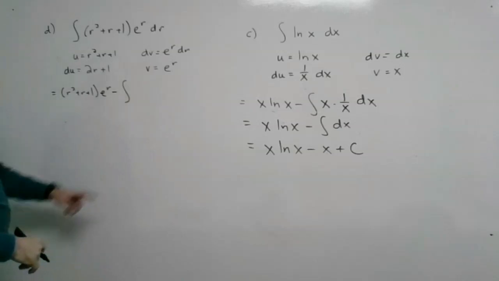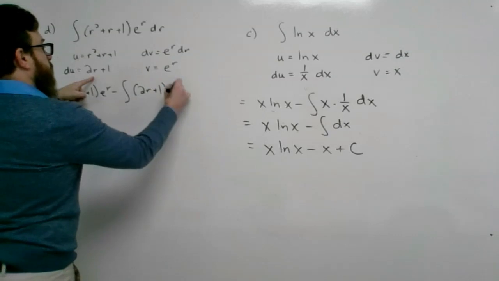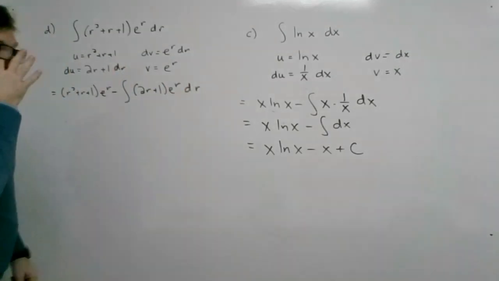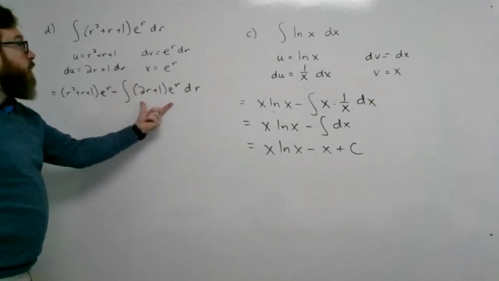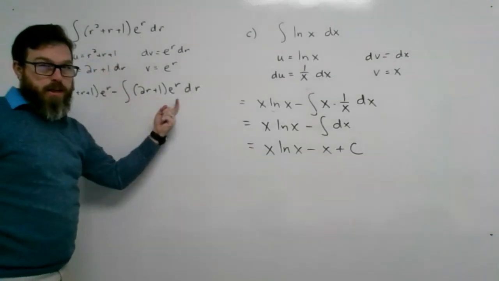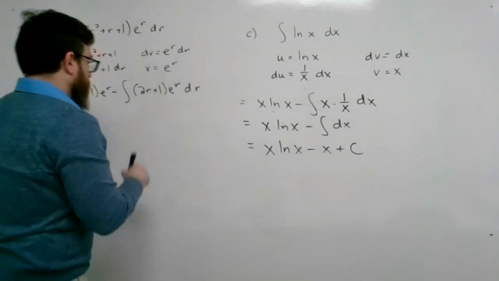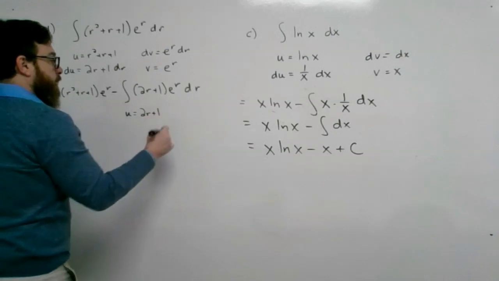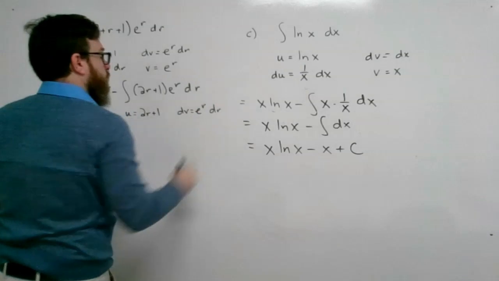minus the integral of v du, so 2r plus 1 times e to the r dr. Now, notice that this is still not integrable as it sits, but before we had a second degree times that exponential, now we have a first degree times that exponential. So what we can do is just run this process again and see what happens here. So I have u being equal to, I'm going to pick the polynomial again, and dv is going to be equal to e to the r dr.